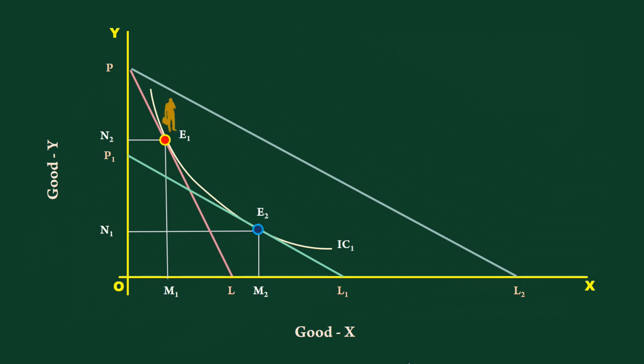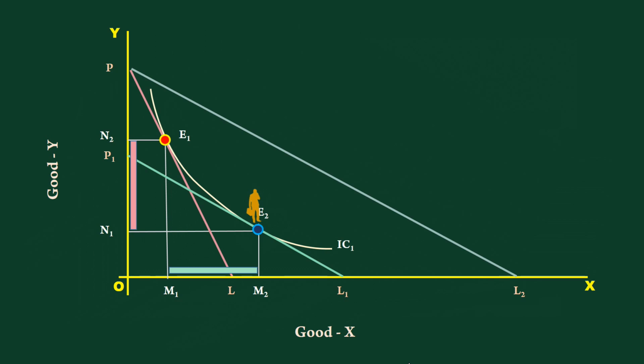He moves down along the indifference curve 1 by substituting M1M2 units of good X in the place of N1N2 units of good Y. The net result is, after a fall in the price of good X, the consumer buys more of it. This is purely because of relative cheapness of good X. This is known as Hicksian substitution effect.